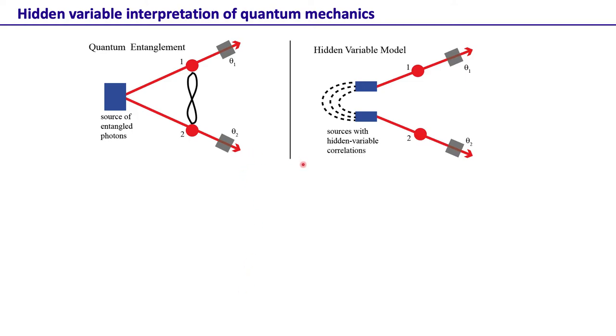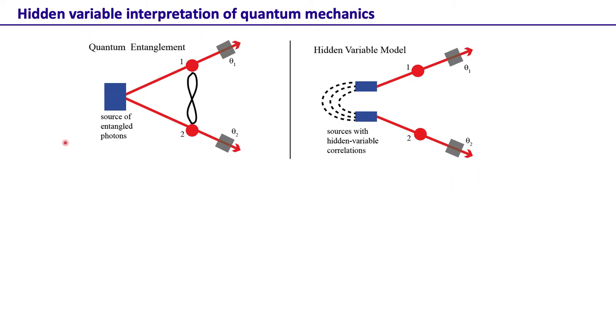Here again, I will not get into the details of the theory itself, but I will just point out a few experimental results that this theory is not able to explain, and that would be sufficient to illustrate that such theories cannot replace quantum mechanics.